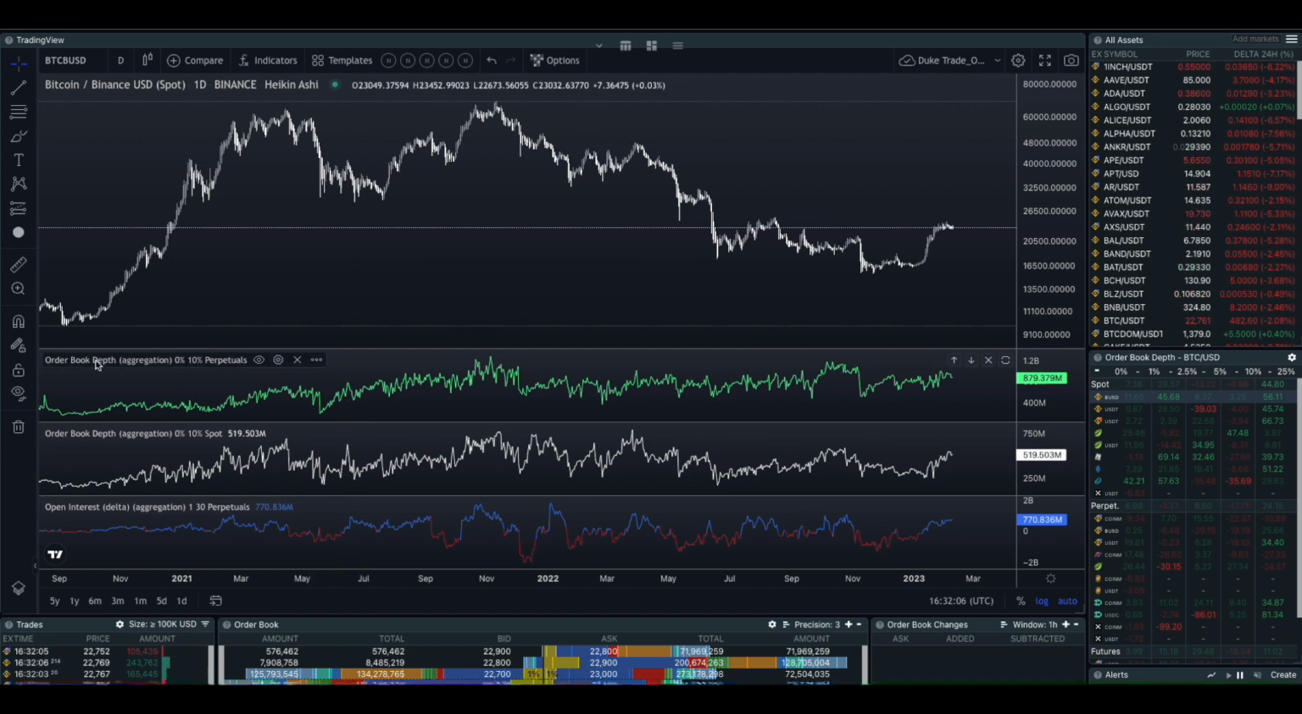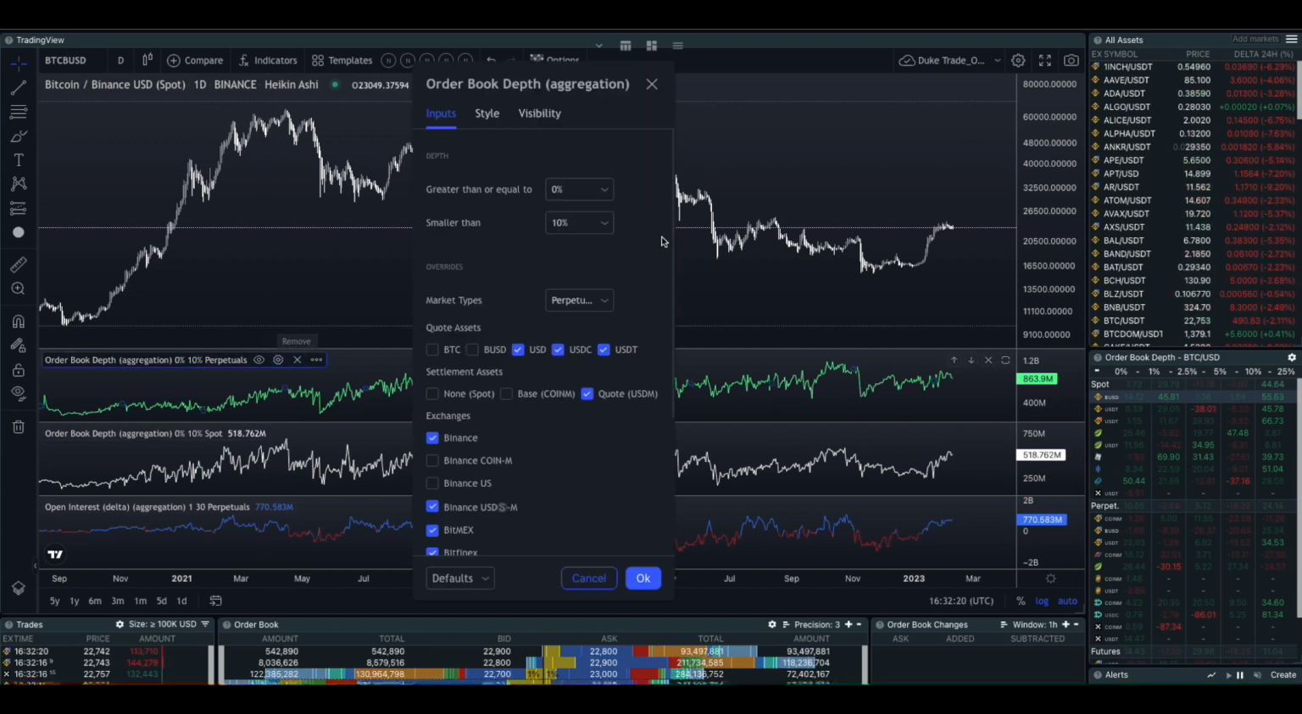Next, we've got an order book depth aggregation perpetuals, order book depth aggregation spot, and we've got our open interest perpetuals. Each of these is on a 0 to 10% range on the spot and perpetuals.